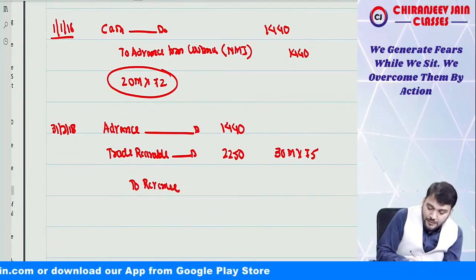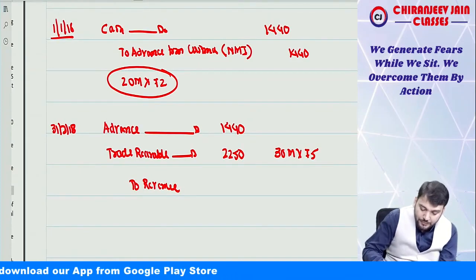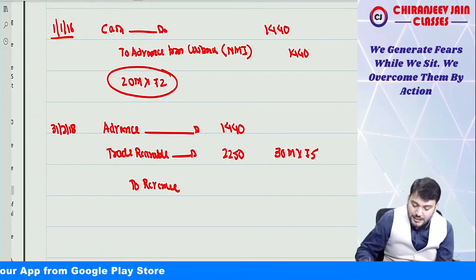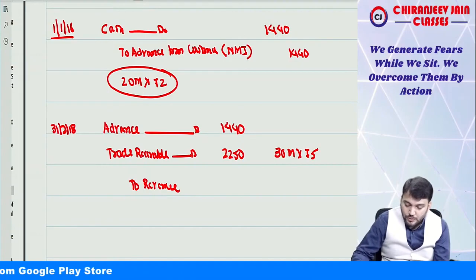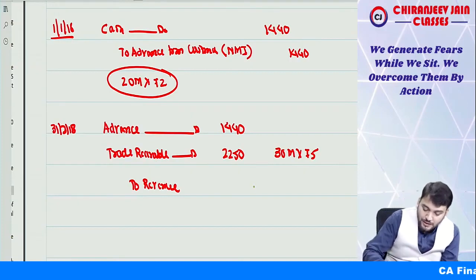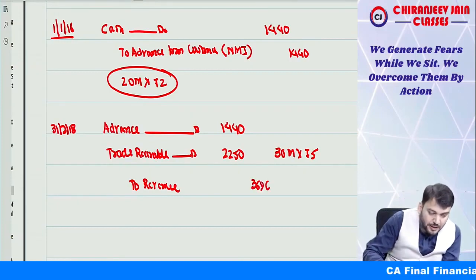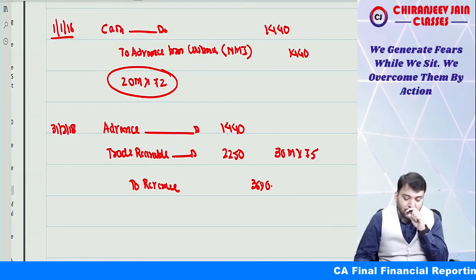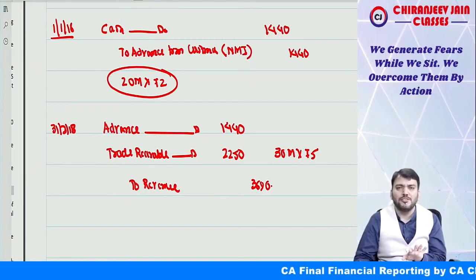To a revenue. How much revenue? It will be 2250 plus 1440. 2250 plus 1440 is equal to 3690. Revenue of 3690 will be recognized. I hope you have understood.